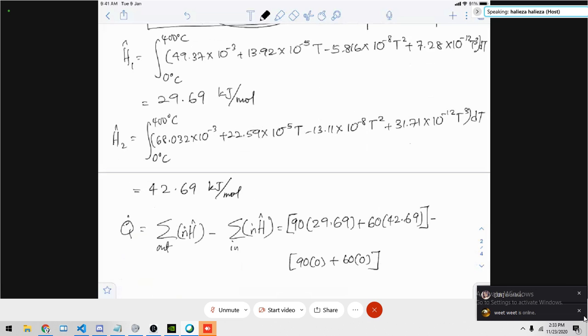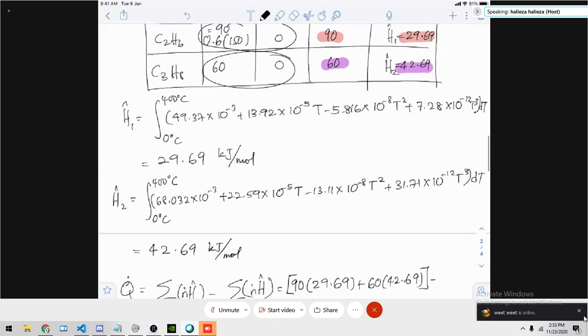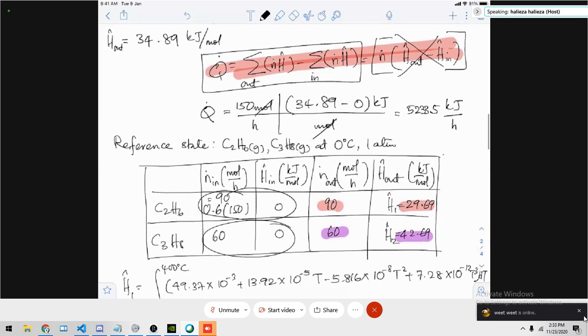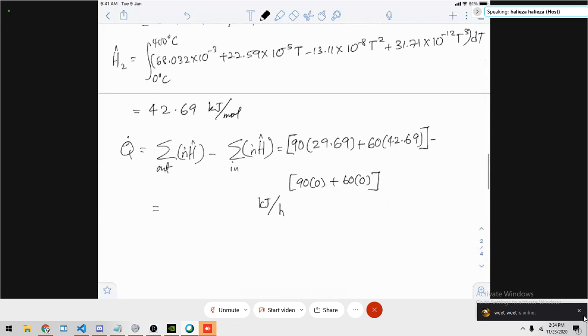So what's the answer? You know the unit is going to be kilojoules per hour, not per mole, because we did the calculation previously using the enthalpy of the mixture. The answer is kilojoules per hour. So let's do the calculation and see whether we're going to get the same answer as what we got previously. Is it going to be 5,233.5?